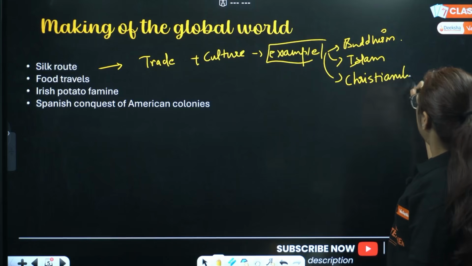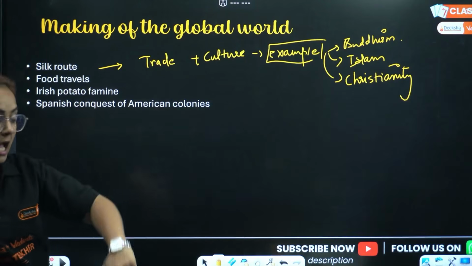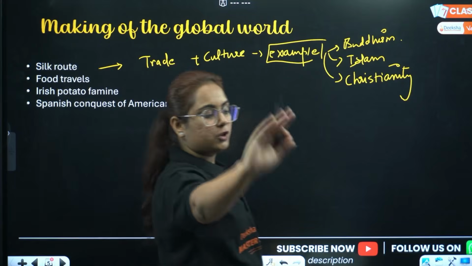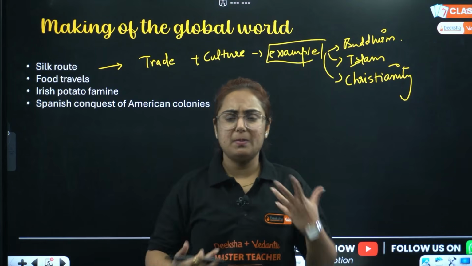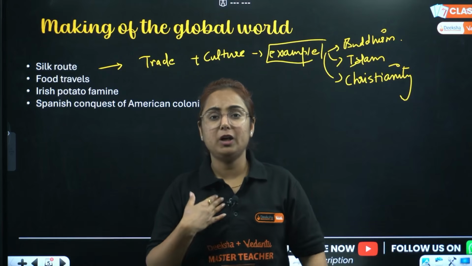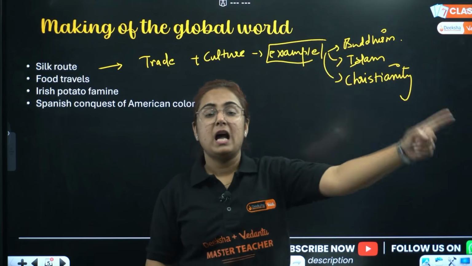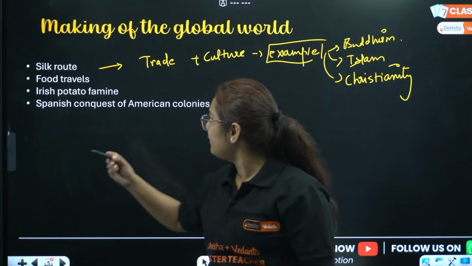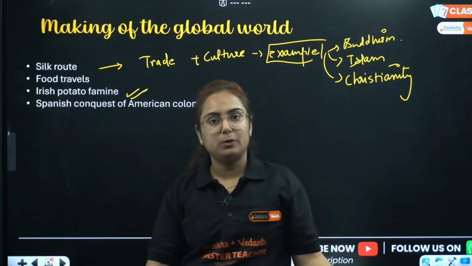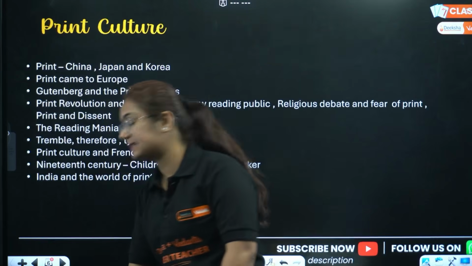Very good. Food also traveled. From China, noodles went and became spaghetti. From Arab people, pasta reached where? Reached Sicily. Potato, tomato, chili, etc. How did we get them? Because Christopher Columbus discovered America, out of which Europeans got them and then Asian people got them. Very good. You will talk about the Irish potato famine and then the Spanish conquest of American colonies.